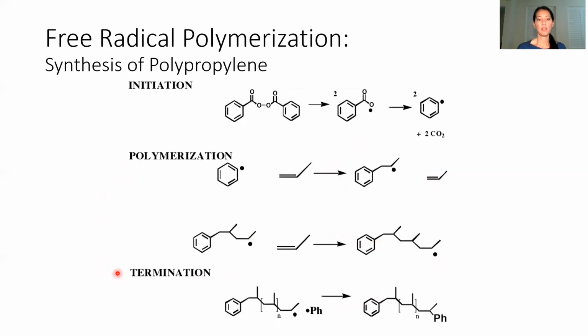To terminate the radical reaction, basically any two radicals joining kills the reaction. So two radicals here stops the chain growth.